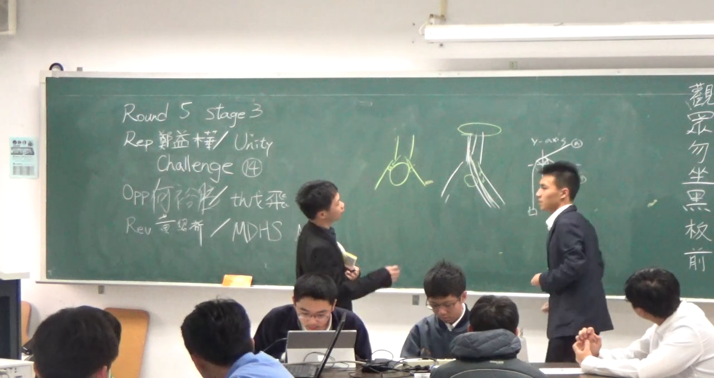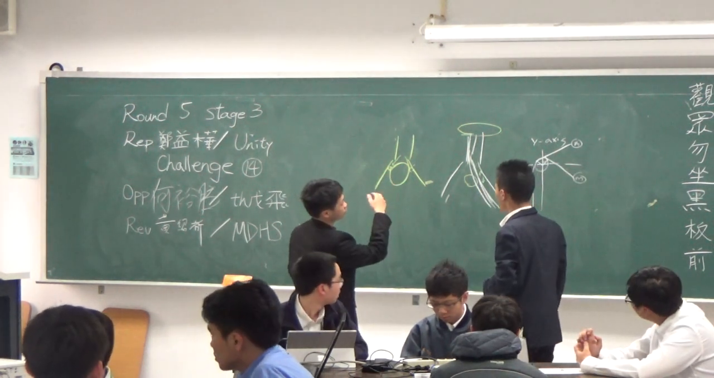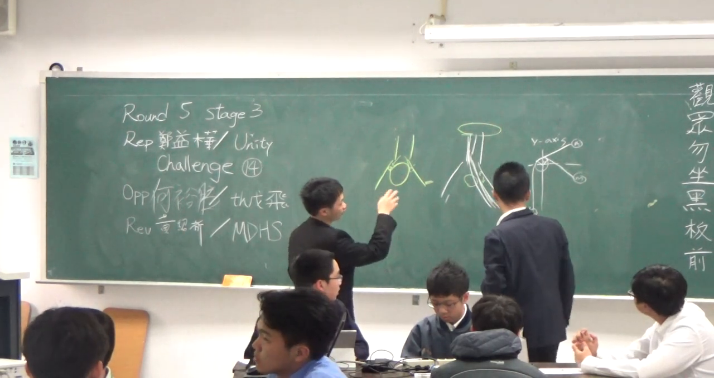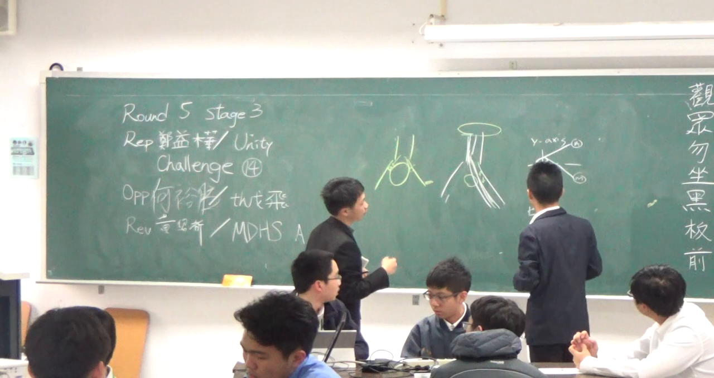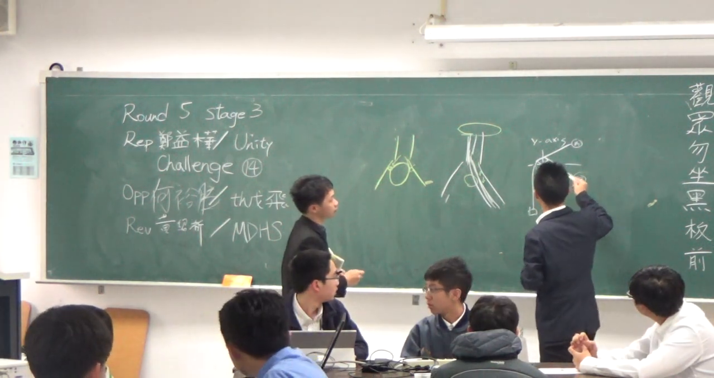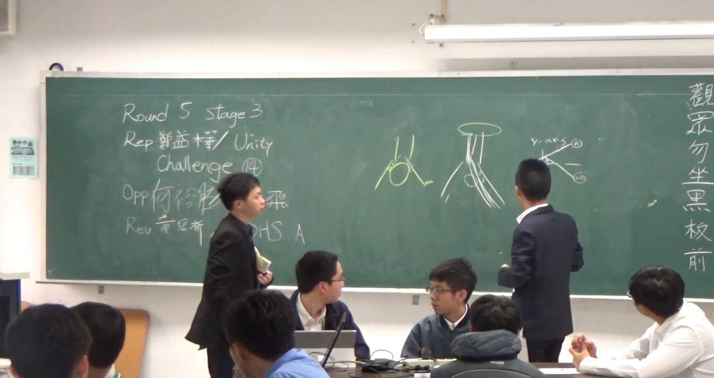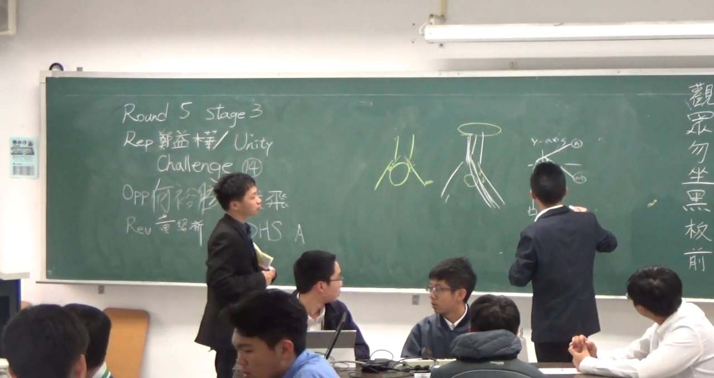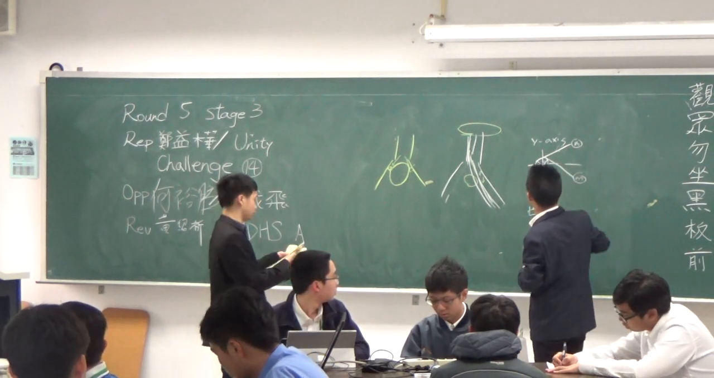Okay. So can the tension become zero? The tension will always be bigger than zero. Will tension always be bigger than zero? So there is always tension there. Yes, there is always tension here. Okay, thank you.